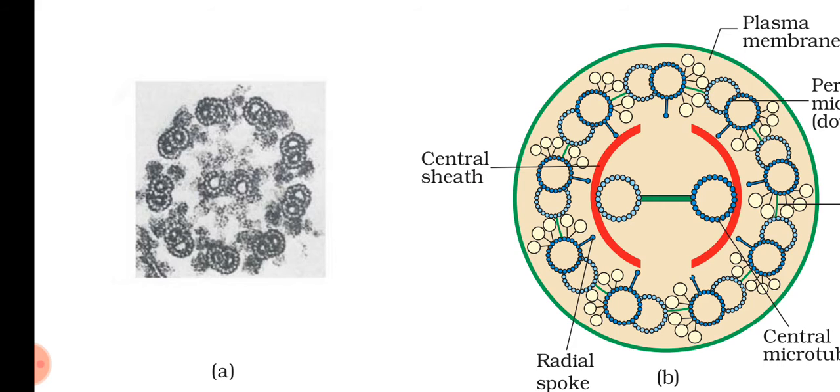A central sheath is there, and from each doublet of the peripheral microtubules, one will be connected to the central sheath by radial spokes. Okay, and the adjacent doublets are connected to each other by linkers.